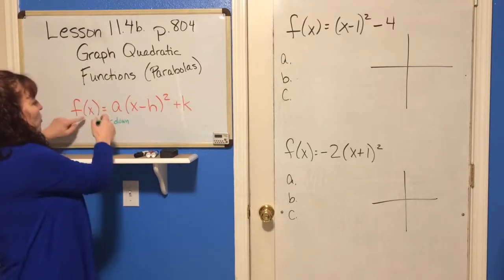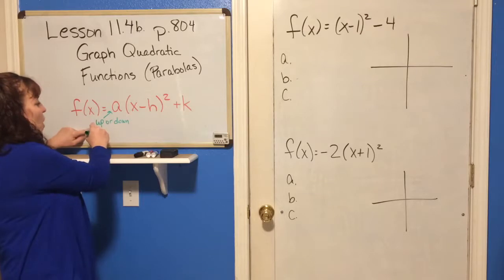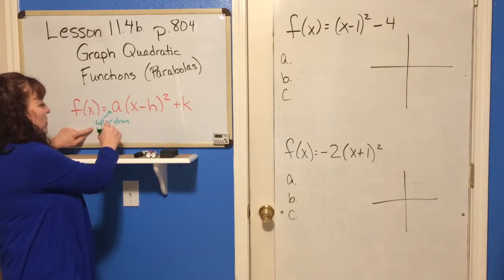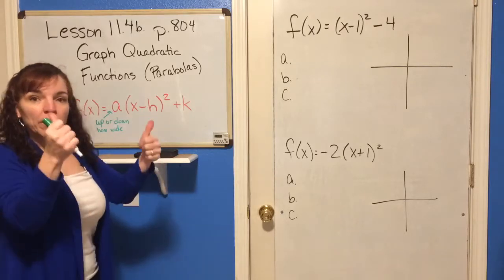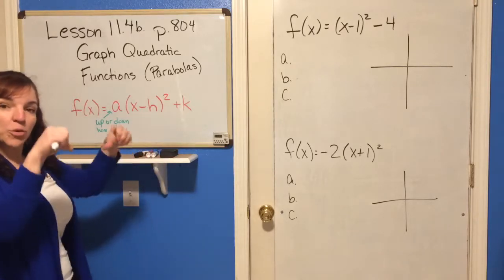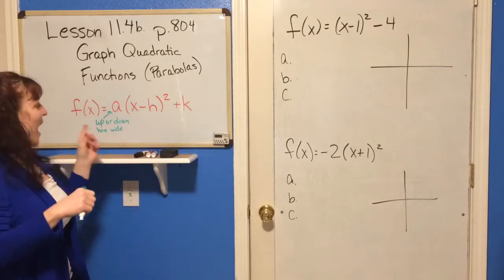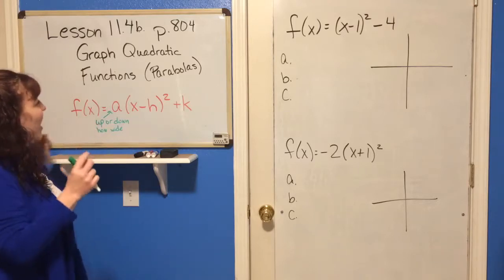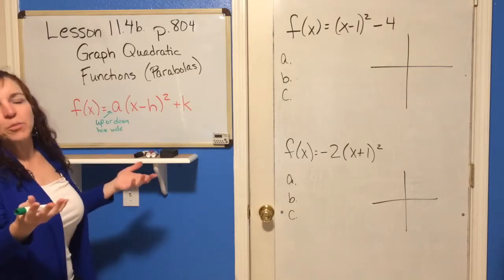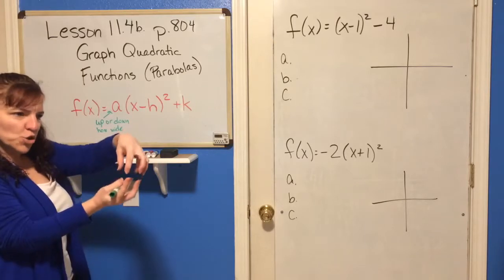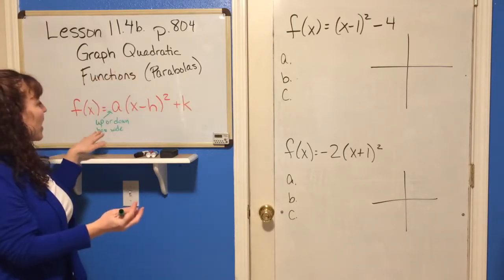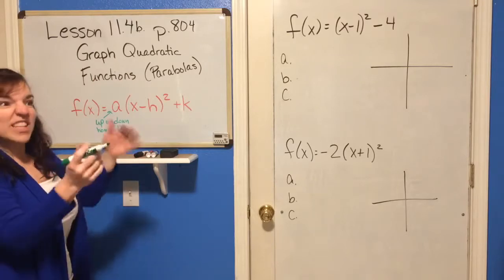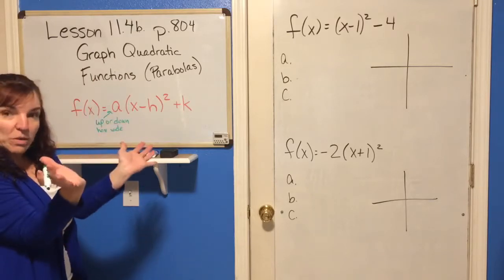The a tells you whether it opens up or down, and it tells you how wide it is. Remember that? So if the a is positive, your parabola opens up. If the a is negative, your parabola opens down. And if the a is a large number, a number bigger than 1, then it's going to stretch it and it's going to be narrow and tall. But if your a is a fraction, then it's actually squishing it flat and it's going to be wide.